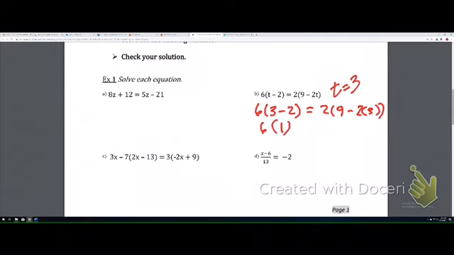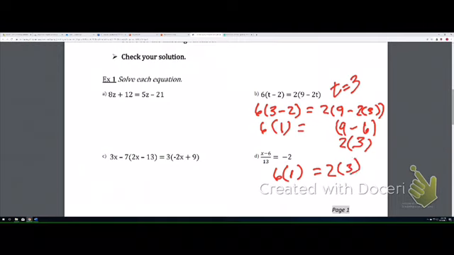So we're going to have 6 times 1 on this side. On this side, we've got to do multiplication first. So that gives us 9 minus 6 in the parentheses, which is going to be 3 times 2. So we end up with the equation 6 times 1 equals 2 times 3. So when we do the multiplication on that side, we're going to have 6 equals 6, which means that we checked our equation and we're good to go on this side.